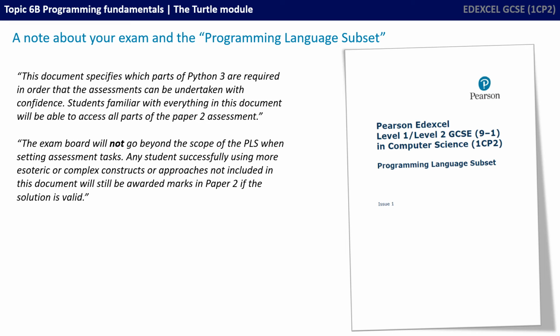The exam board Edexcel have released a document that they call the Programming Language Subset, which you can see here on the right. This document specifies which parts of Python 3 are required in order that the assessment can be undertaken with confidence. Students familiar with everything in this document will be able to access all parts of the Paper 2 on-screen assessment. The exam board will not go beyond the scope of this document when setting any questions in the Paper 2 exam. Any students who do successfully use more complex methods, which are not included in the document, will still, however, be awarded marks.